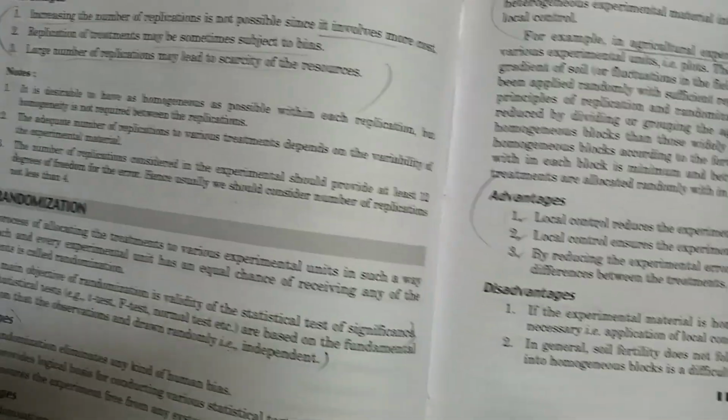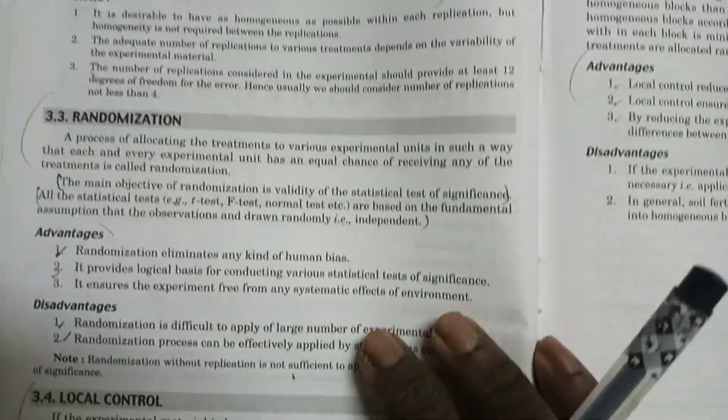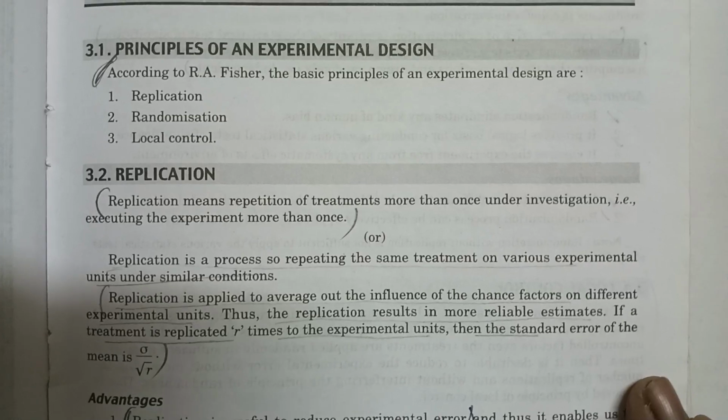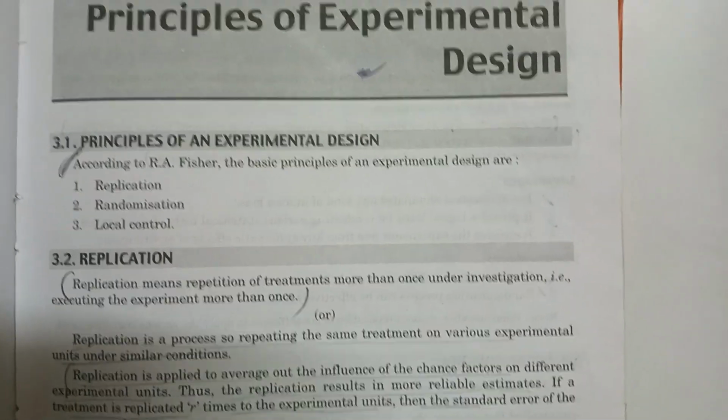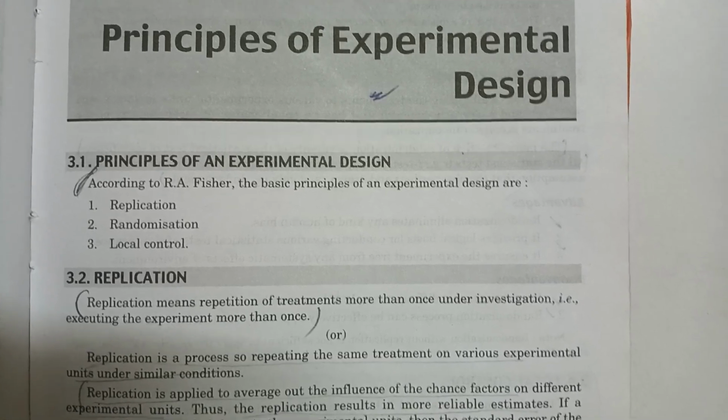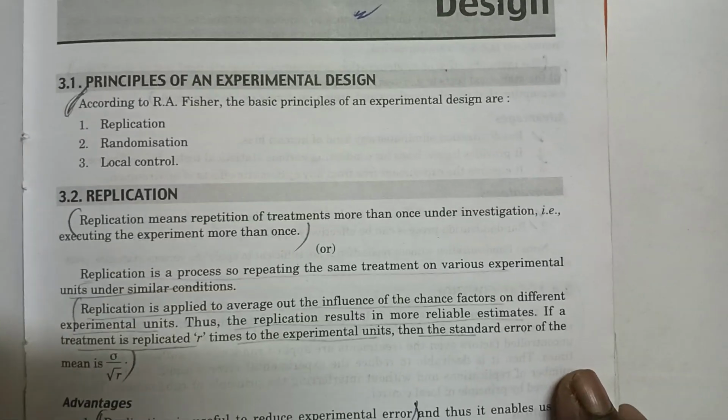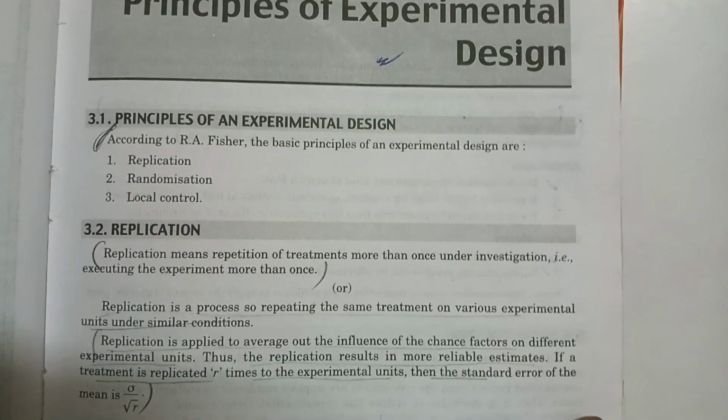These are the three definitions you have to remember, that is randomization, replication, local control in designs of experiment. Very very important. So for final years, paper 6.